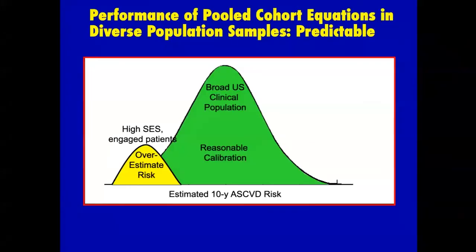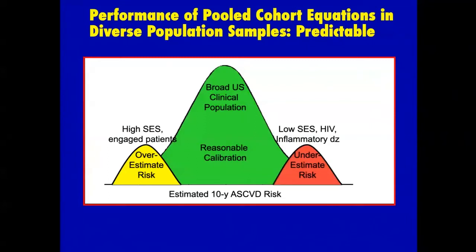Seeing 100,000 healthcare providers, nurses, doctors, physician assistants, and if you do a pooled cohort risk equation, I am pretty sure it will overestimate risk because it's not accounting for the lower risk that is there because of high SES or a patient that's very engaged. On the other hand, if you did the same thing and took a lot of HIV patients, the pooled cohort risk equation will underestimate the risk. The reason being that they have a lot of other things that lead to cardiovascular disease.